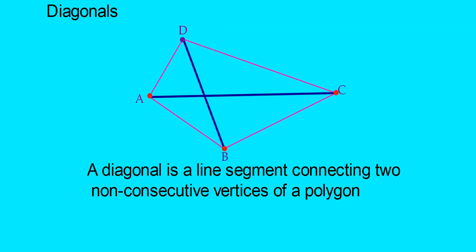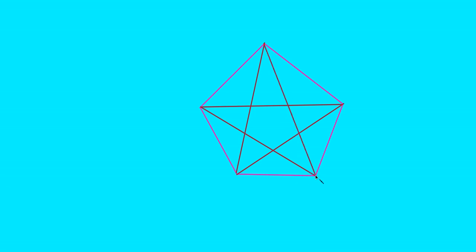Here is a pentagon. Let us try to draw the diagonals of this pentagon. Let us take this vertex. Joining the non-consecutive vertices, you will get 2. Similarly, from here also you can draw 2 diagonals. From this vertex already one is drawn, join the other. These are the diagonals of this pentagon.